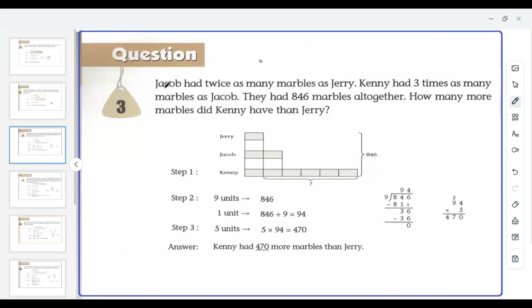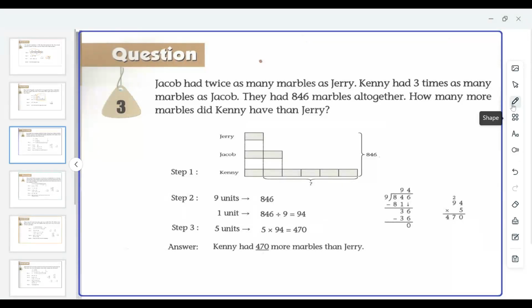Number 3. Jacob had twice as many marbles as Jerry. Kenny had 3 times as many marbles as Jacob. They had 846 marbles altogether. How many more marbles did Kenny have than Jerry? Okay, 3 people again. Jerry had that much. Jacob had this portion twice.